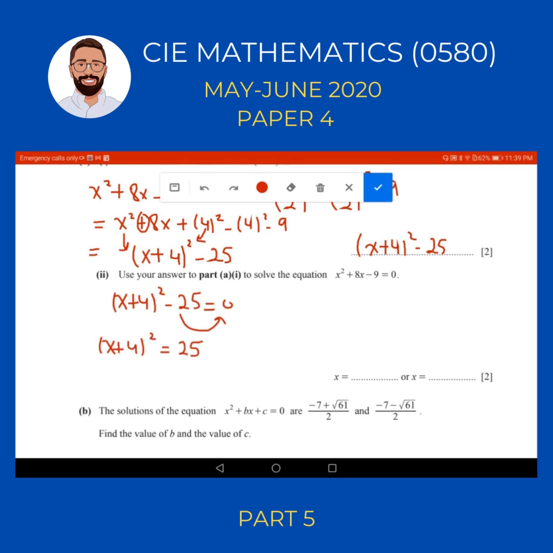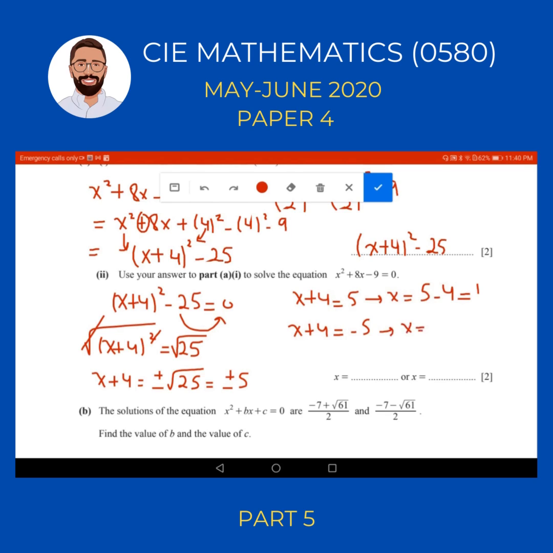How can I get rid of the power? So I need to apply the square root, and here the square root, the 2 cancels with the square root. So x plus 4 is equal to plus or minus the square root of 25, which is equal to plus or minus 5. So x plus 4 is equal to 5, and x plus 4 is equal to negative 5. So what's x? x is 5 minus 4, which is 1. And here x is minus 4 minus 5, which is minus 9. So I have two values of x, so x is 1 or minus 9.